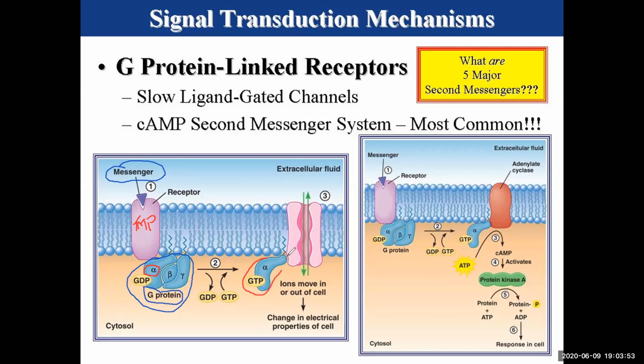And that alpha subunit can go on to activate an ion channel. So it opens an ion channel, and then it can change the membrane potential of the neuron, for example. This concept will come back in the nervous system and also the cardiovascular system. Okay, so a chemical messenger can indirectly open an ion channel.